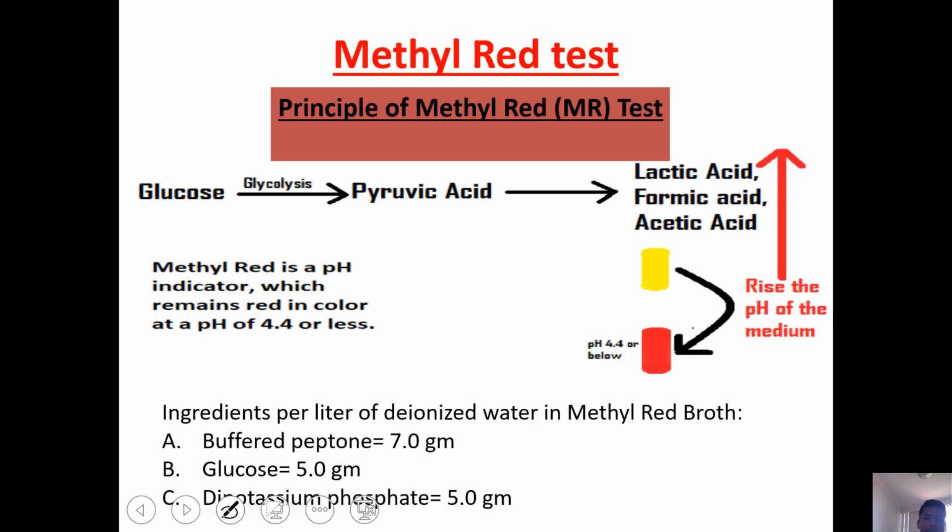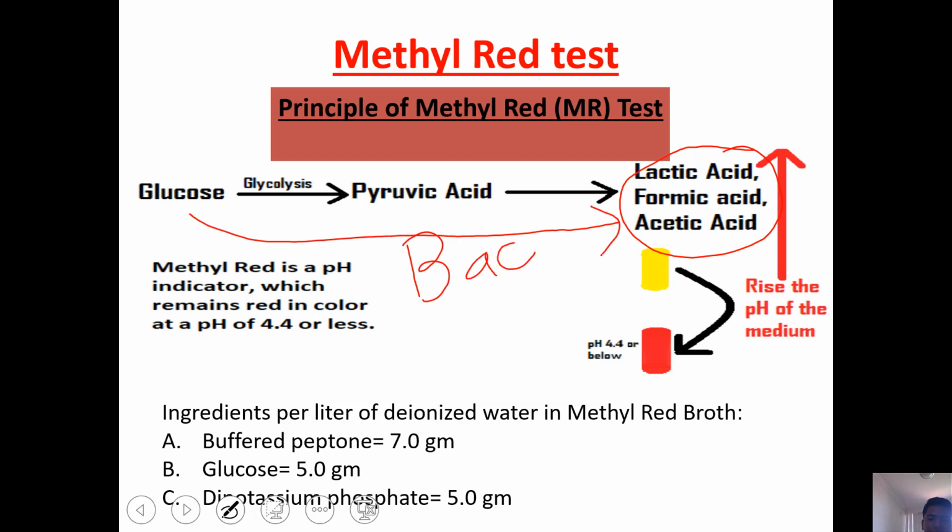So next is the methyl red test. In the methyl red test, we look at whether the glucose is converted into acid or not. Some of the bacteria will convert the glucose into acid. We have a medium called MRVP medium. In the MRVP medium, we put the bacteria, and after incubation for 18 hours at 37 degrees centigrade, we add the indicator called methyl red.